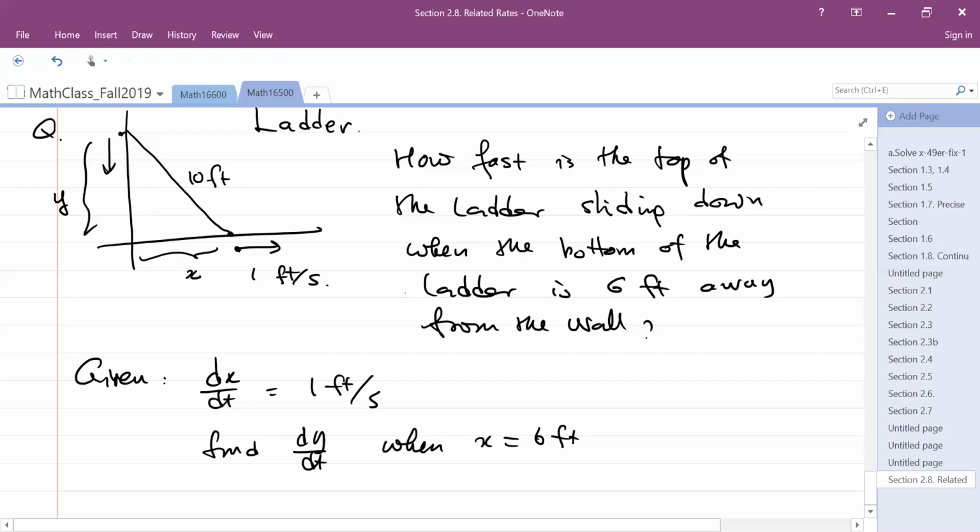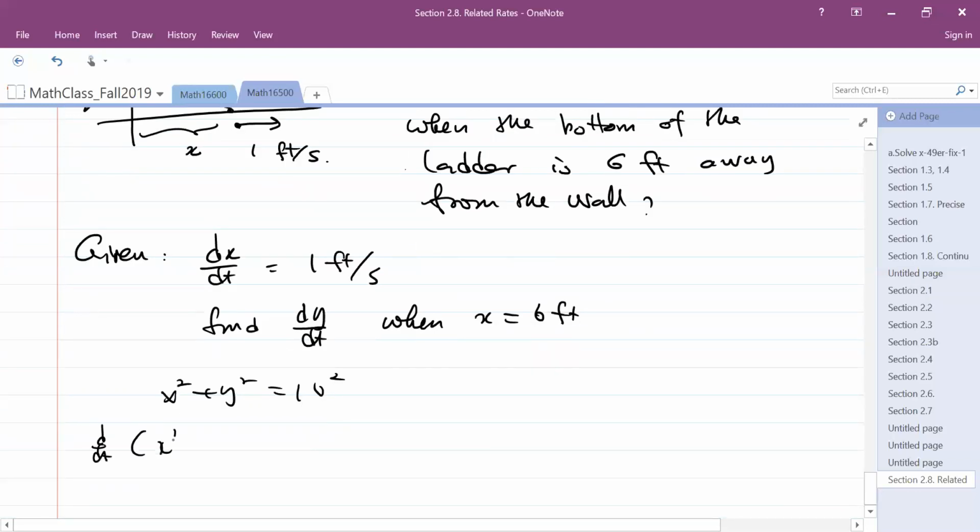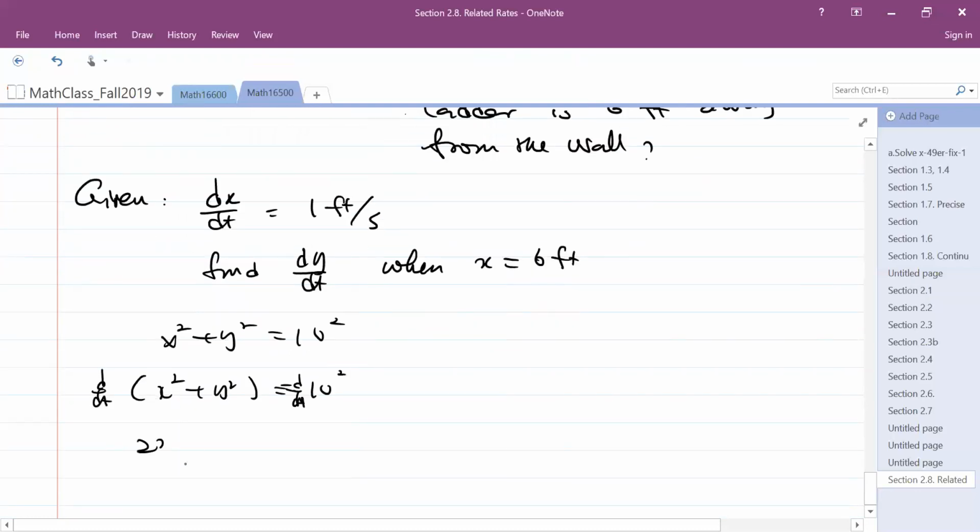All right. So first of all, you have to find a relationship between x and y. And everybody knows the Pythagorean theorem, right? So x squared plus y squared equals 10 squared. x and y both are functions of t because they change. So you differentiate both sides with respect to t. So you get 2x dx/dt plus 2y dy/dt equals 0.